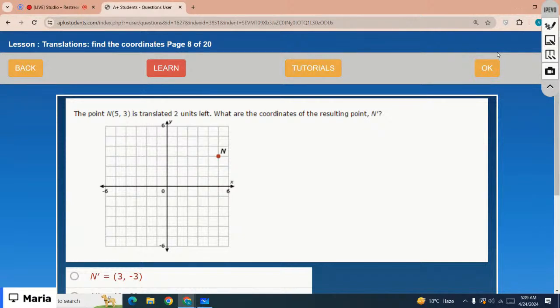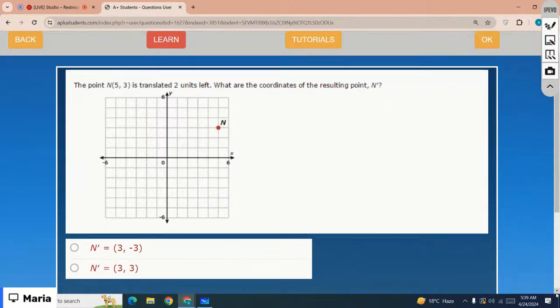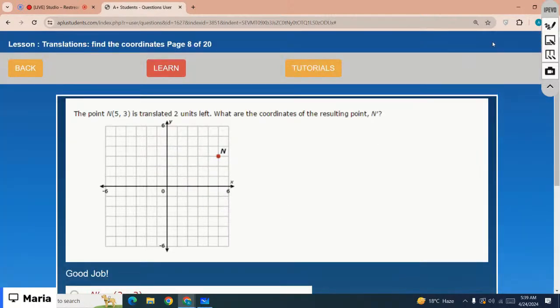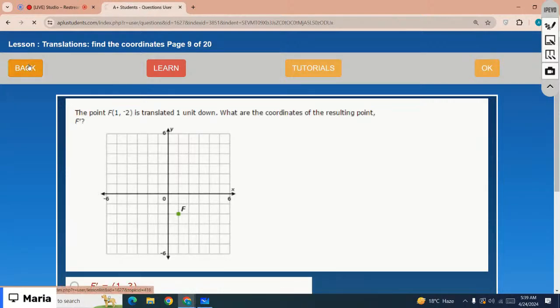The correct option is 2 units left. That would be 3 and 3. Option number 2 is the correct option, right? Okay, you can complete the lesson by yourself later today.